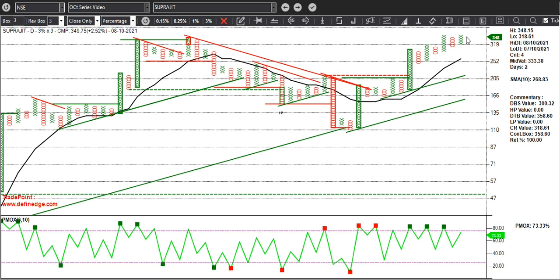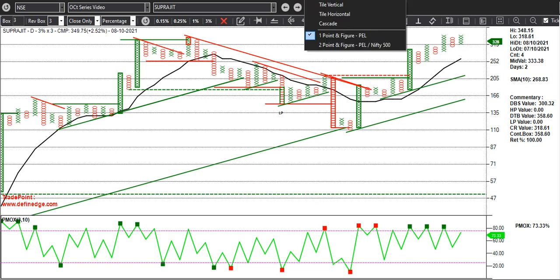So now we can have a double top buy at 359, right? 358.6, and this can be traded with a stop loss of 300. And the relative strength, let us also check the relative strength chart.